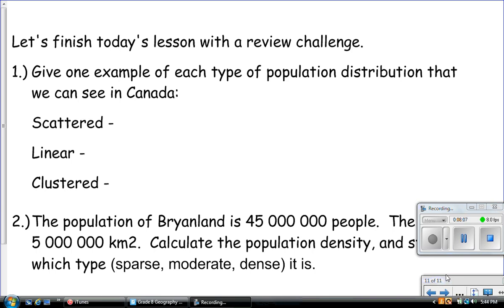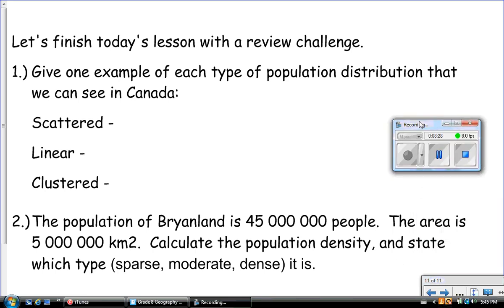Okay, so to wrap up, I'm going to read these questions to you, and then you're going to put the video on pause so that you can work out your answers to these questions. And yes, for these ones, you are going to need a separate piece of paper. And yes, we will definitely go over these in tomorrow's class. So here's the first question. Give one example of each type of population distribution that we can see in Canada. So we're looking for scattered, linear, and clustered.